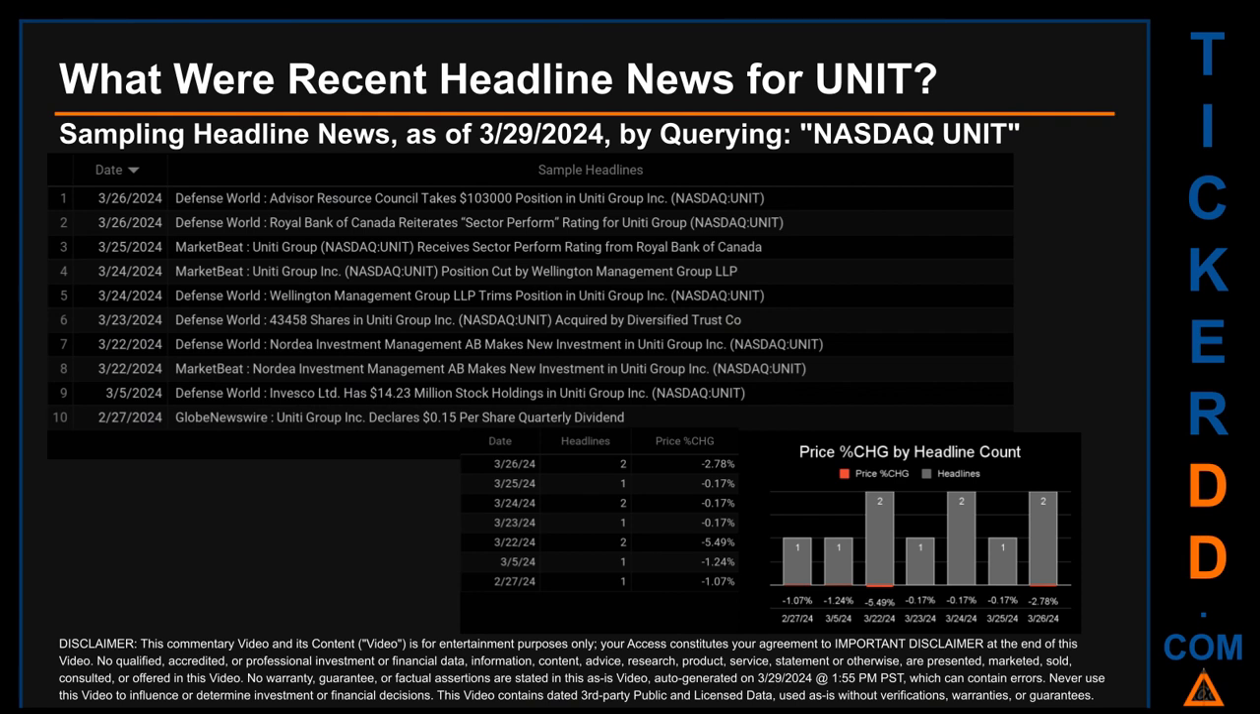Defense World published the headline that read, Advisor Resource Council takes $103,000 position in Unity Group. Defense World published the headline that read, Royal Bank of Canada reiterates sector perform rating for Unity Group. The oldest publication was on Tuesday, February 27, 2024, when 1 month and 2 days ago, Globe Newswire published the headline that read, Unity Group declares 15 cents per share quarterly dividend.